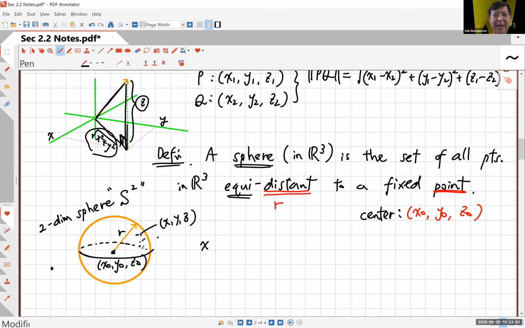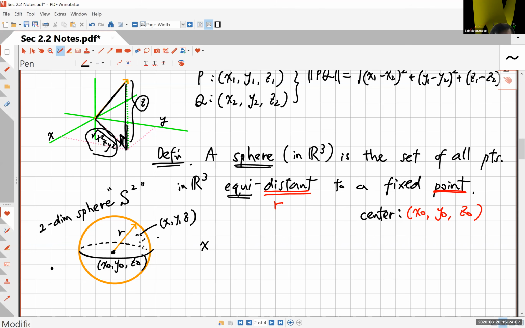Said another way, it's like being a prestigious member of an exclusive club. You have this person called x, y, z, and how does he or she belong to the exclusive club called the sphere of radius r centered at x naught, y naught, z naught? And it turns out there's only one criterion, one eligibility requirement for x, y, z to be a member of this exclusive club called the sphere.